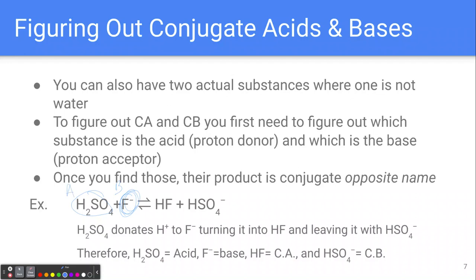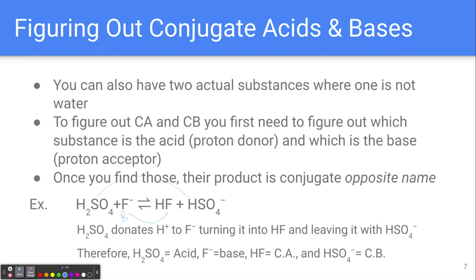If we take a look, we can also see the other reason we can tell that this is the base is because it gained a proton. It gained an H plus there. So it turned from F minus into HF. And then this one here, you can see that it lost a hydrogen. So that can also tell us it's the acid. So base turns into its conjugate acid, and acid turns into the conjugate base here. Okay, so that's how I would go about it. Just take a look at what's happening from start to finish. Whichever species gained a proton, that would be our base.